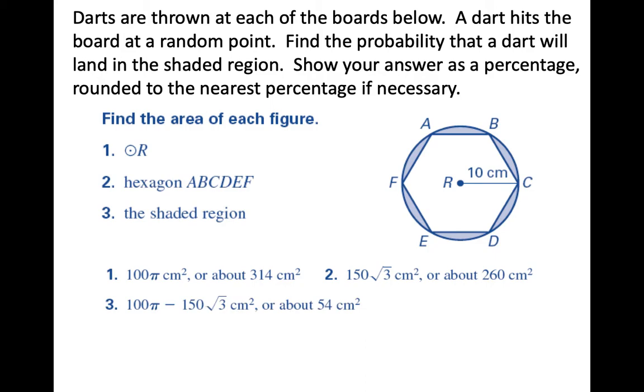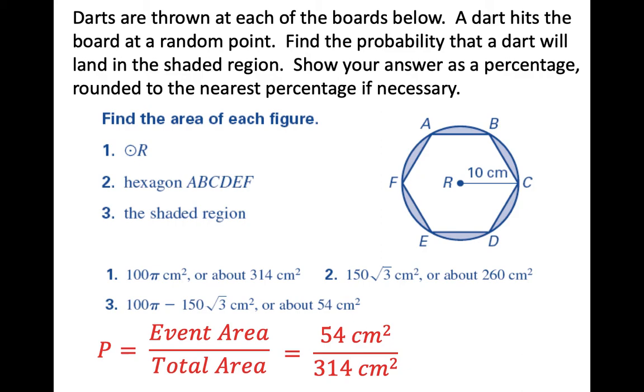And then finally, if I subtract those two to get the shaded region, 100 pi minus 150 root 3 is equal to about 54 square centimeters. So once again, if I look at the event area, which is 54, over the total area, which is 314, I get that that is approximately a 17% chance of the point being in the shaded region.